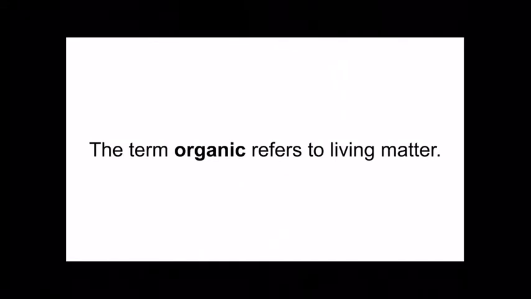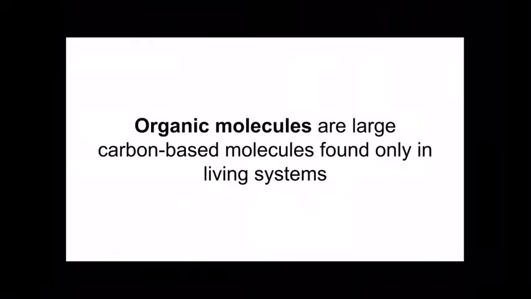So let's take a look at some of our definitions here. We've already looked at organic. Organic refers to living matter. In today's world, if you go to the grocery store, organic means it was grown without pesticides. But in the world of chemistry, organic refers to living matter. So something with organs, it's organic. So that's living matter. When we talk about molecules as being organic or inorganic, organic molecules are large carbon-based molecules found only in living systems. So let's talk about those a little bit more.